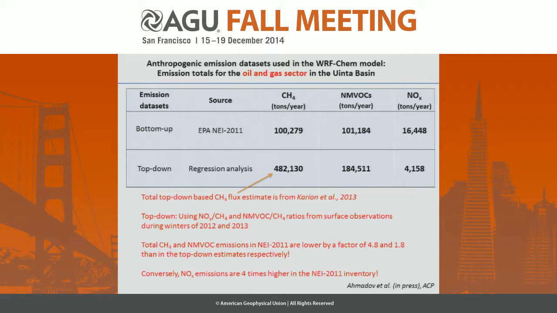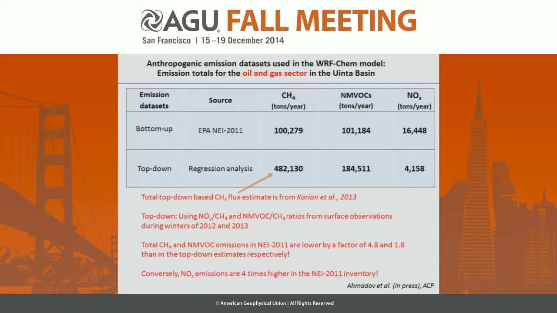Then, we also built our emission data sets using atmospheric measurements, so-called top-down approach. So for methane emissions, we used Anna Karion's numbers. She estimated methane emissions from part of the basin using 1 day of flight during 2012, the so-called mass balance approach. And then, at the surface site, Horse Pool site, NOy and different non-methane VOCs correlated very well with methane. So by performing a regression analysis, we estimated different VOC emissions and also NOx. Here you can see the numbers.